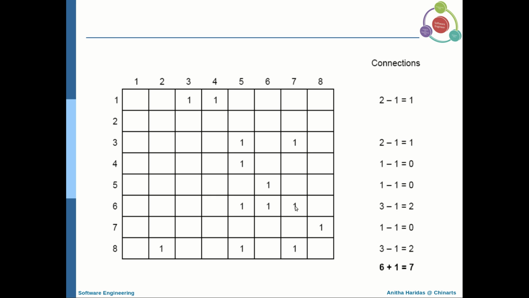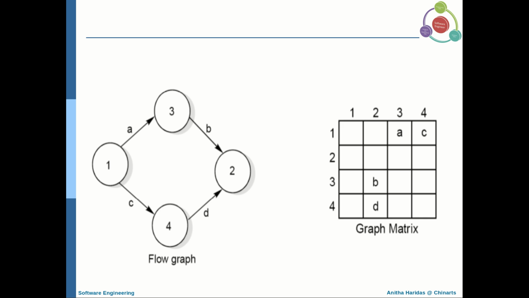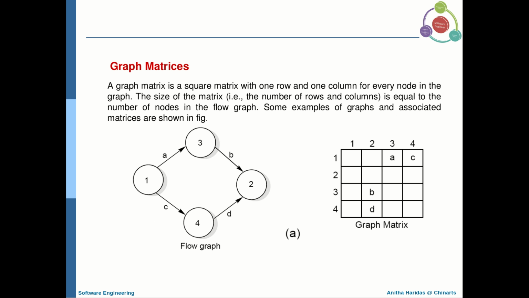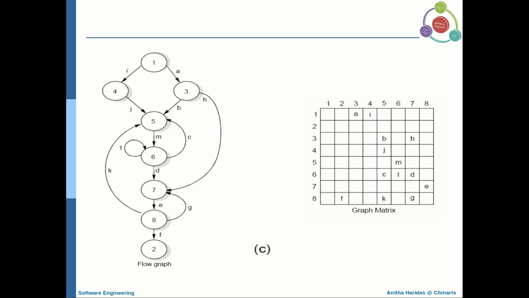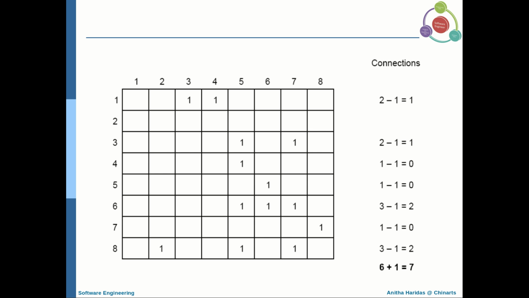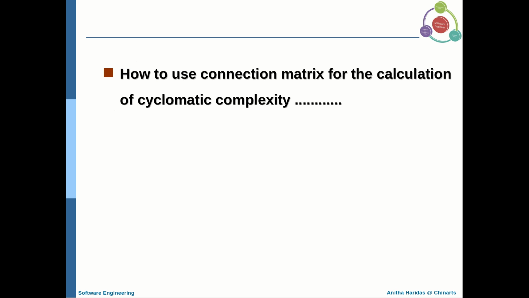To calculate the cyclomatic complexity, we can make use of this connection matrix. So this video just shows you how a flow graph can be represented as a graph matrix and how the graph matrix can be converted into a connection matrix. We will discuss how the connection matrix can be used for the calculation of cyclomatic complexity in the upcoming video. Thank you.